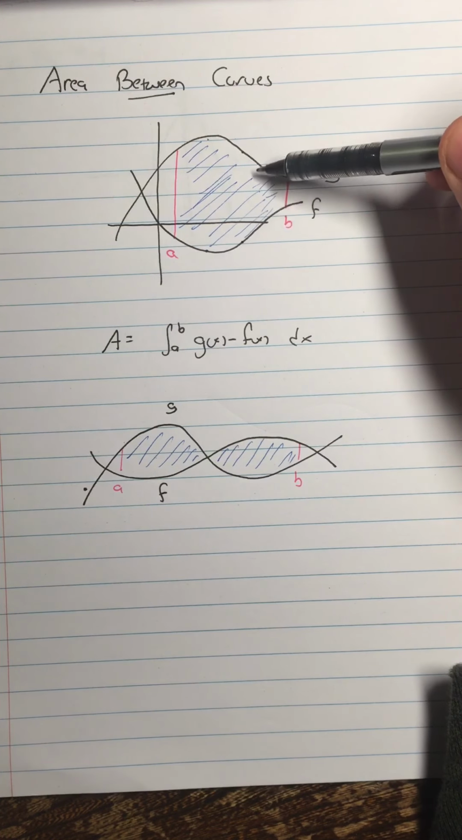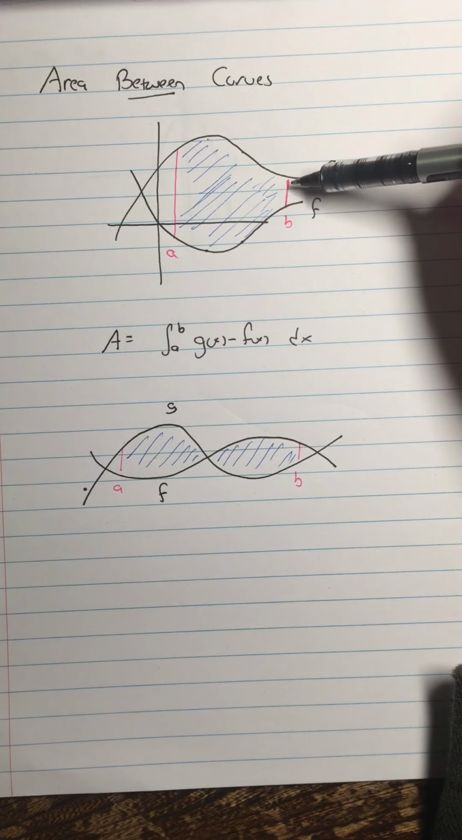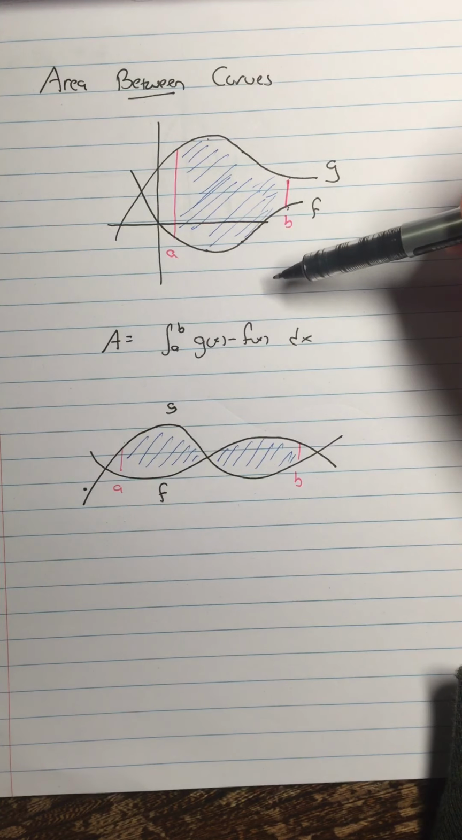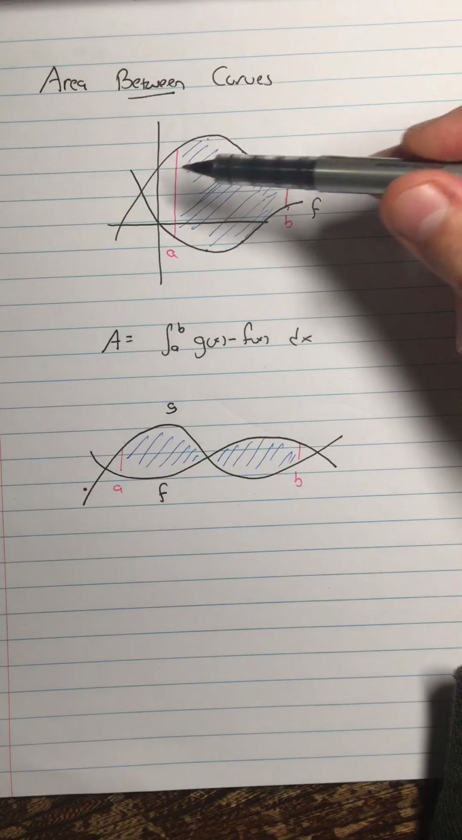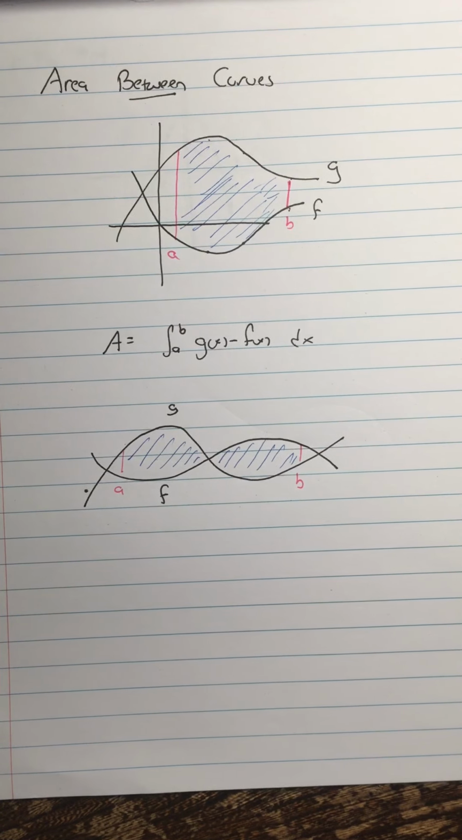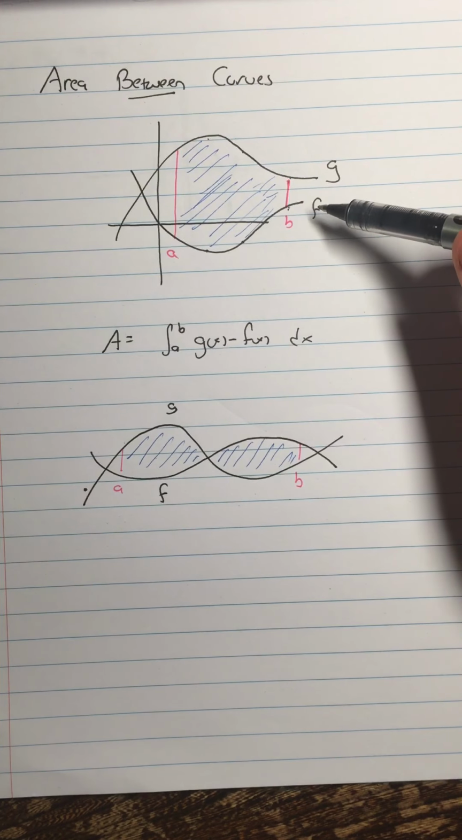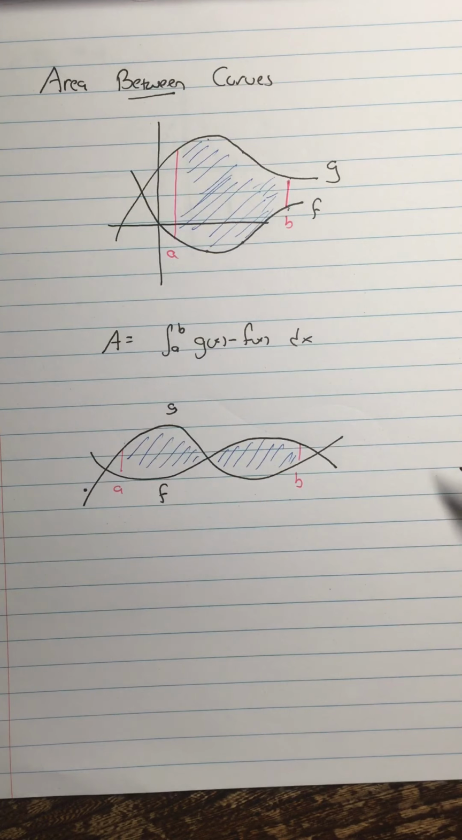G minus f will be positive, right? Since I'm subtracting f, f being negative just makes that positive. And if f is positive, I'm subtracting a smaller number from a larger number, so I'm still going to get positive values. So as long as g stays above f, g minus f will be positive, and this area does not need to be broken up over the points where either f or g or both cross the x-axis. So it's just a nice straightforward integral.